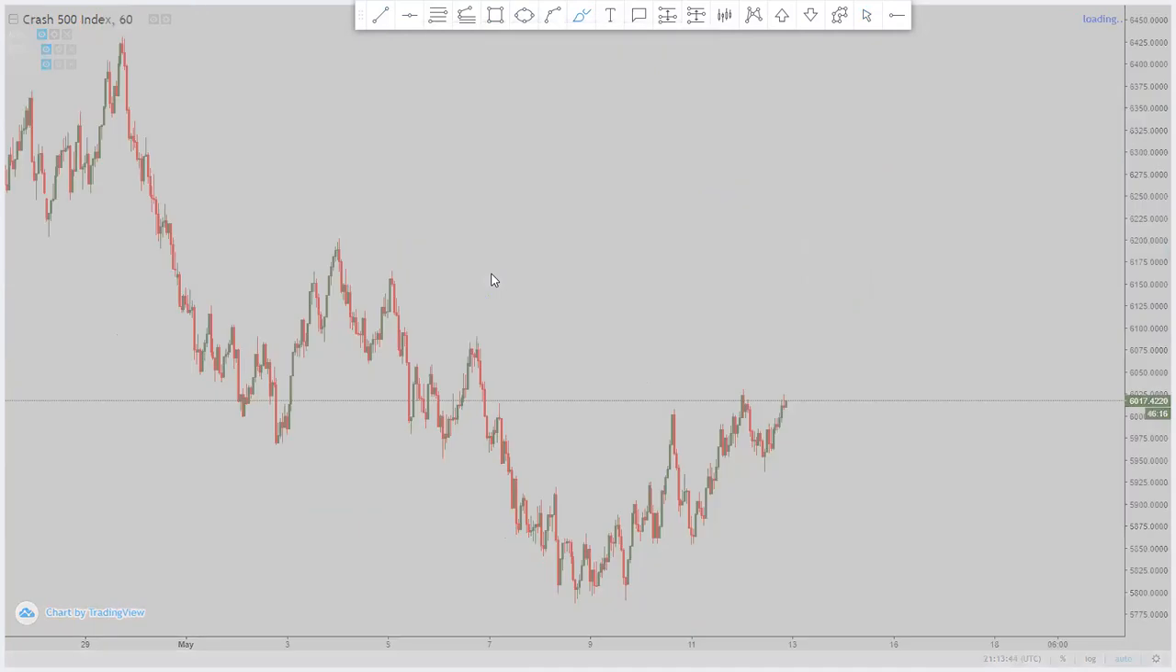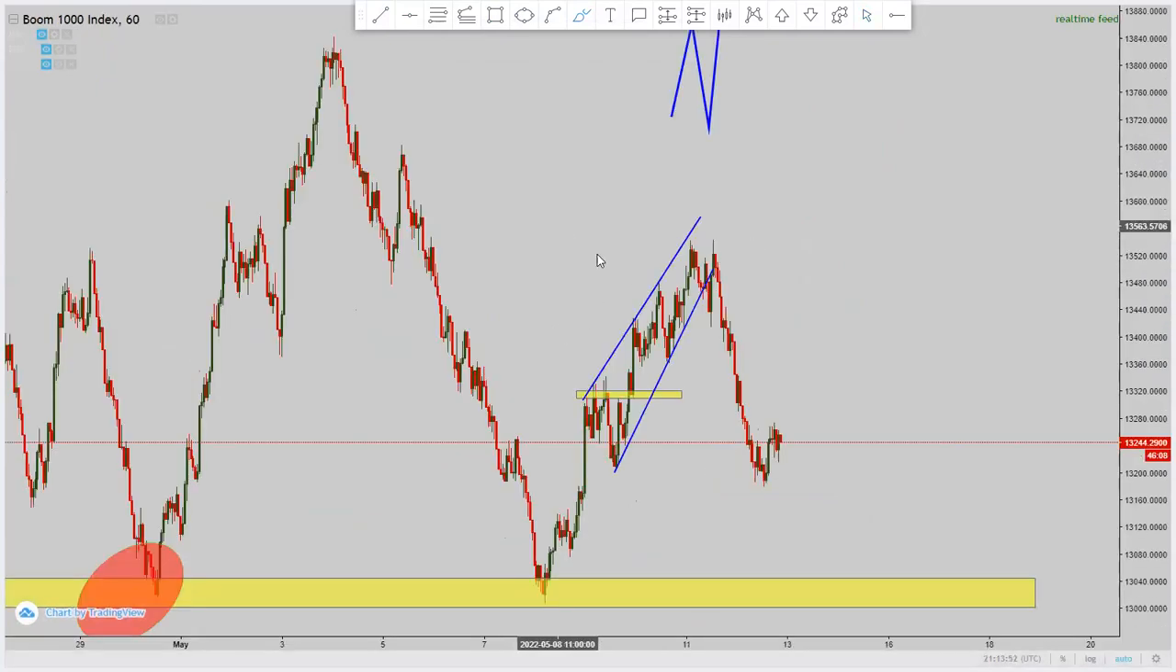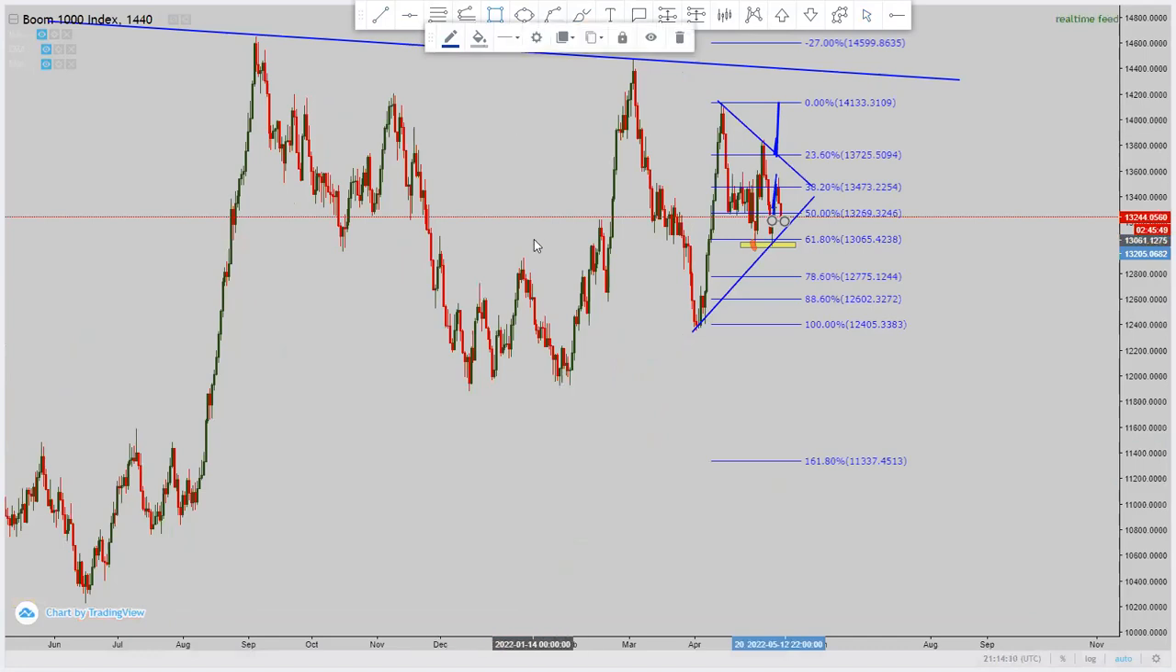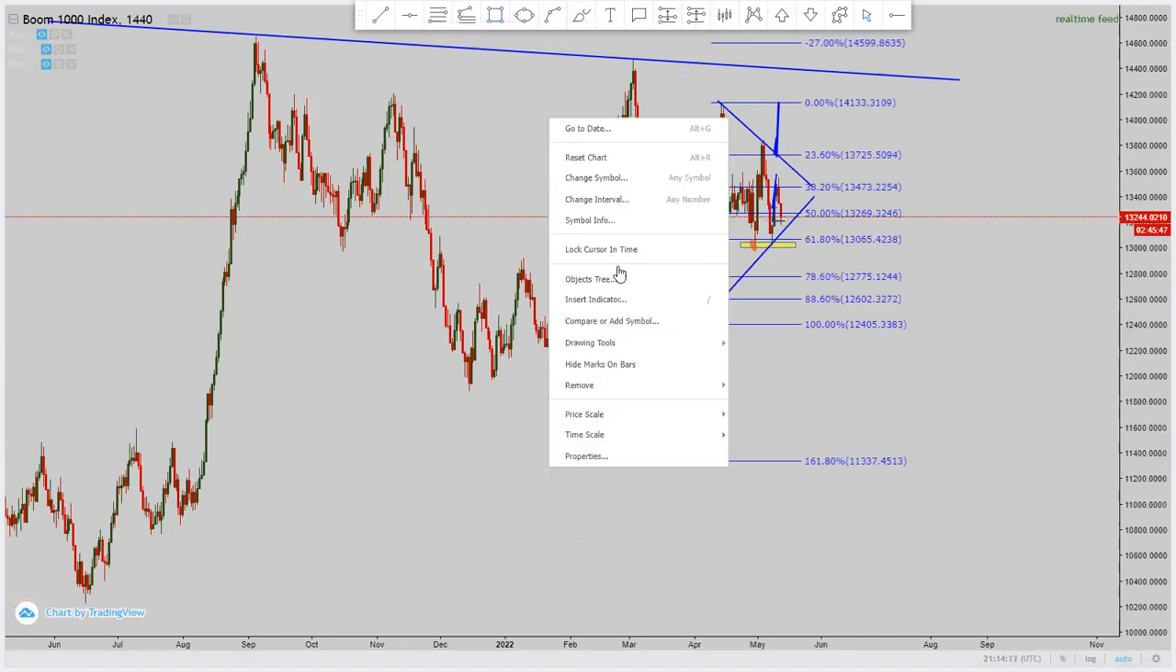Boom 1000, it's also an interesting pair due to the nature of its volatility. If you check already, I had the channel there, price was following that channel, block channel, then all the way. That was a very clear sell entry for Boom 1000. But let's just go back to the daily and see what price is telling us there.